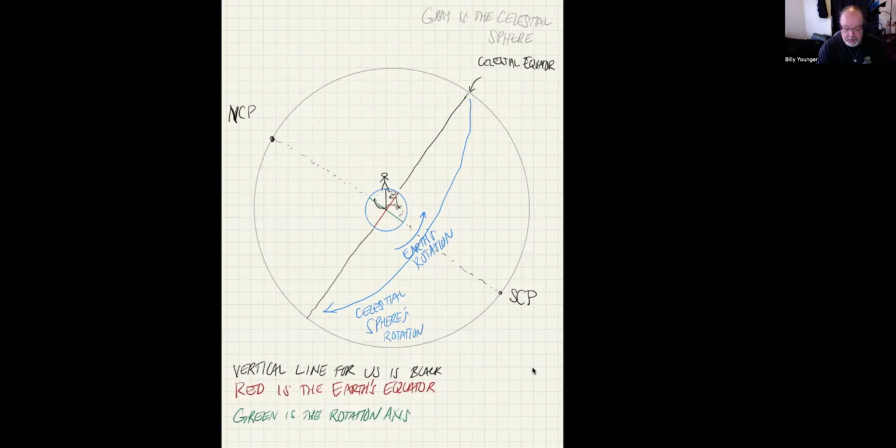So that's the celestial sphere's rotation. Now, for us, our horizon is, of course, since we know this black line going up is actually pointing to our zenith, and our nadir, then we know that our horizon should be perpendicular to that. So this is our horizon.